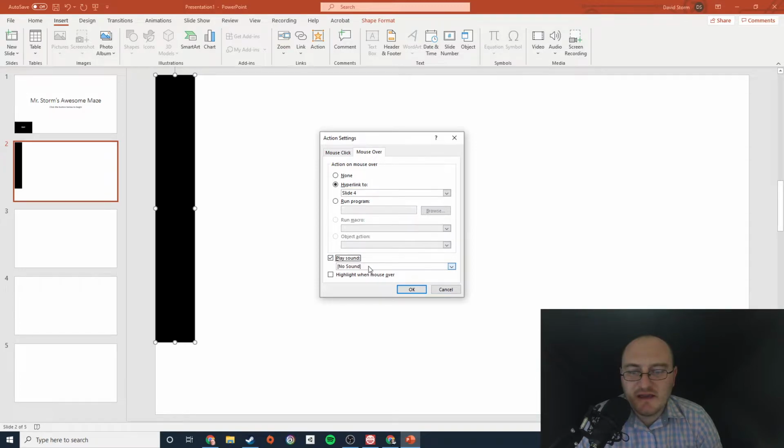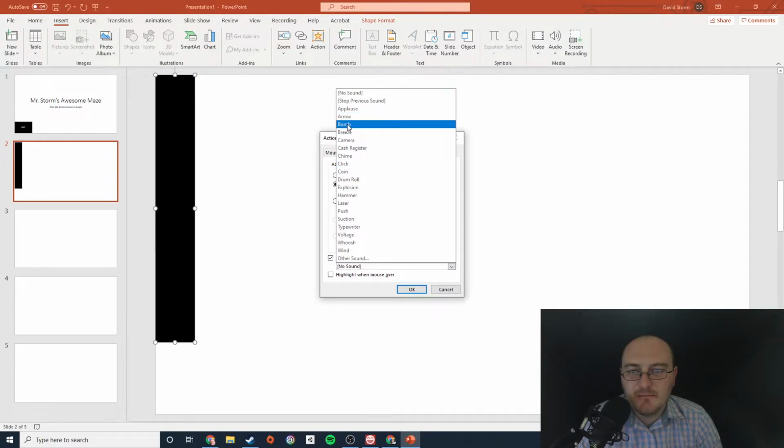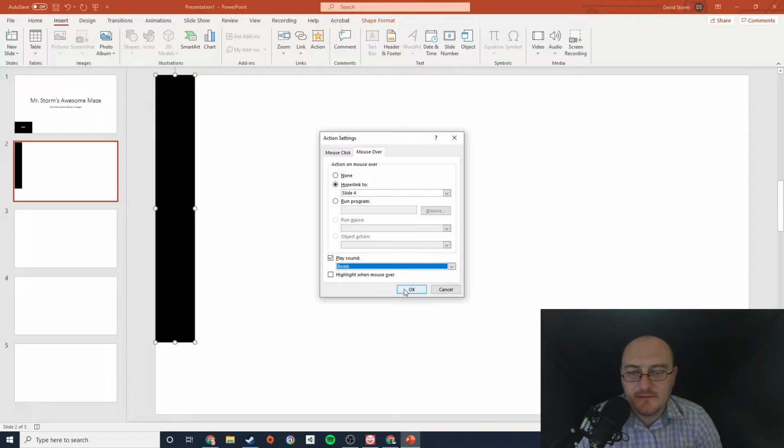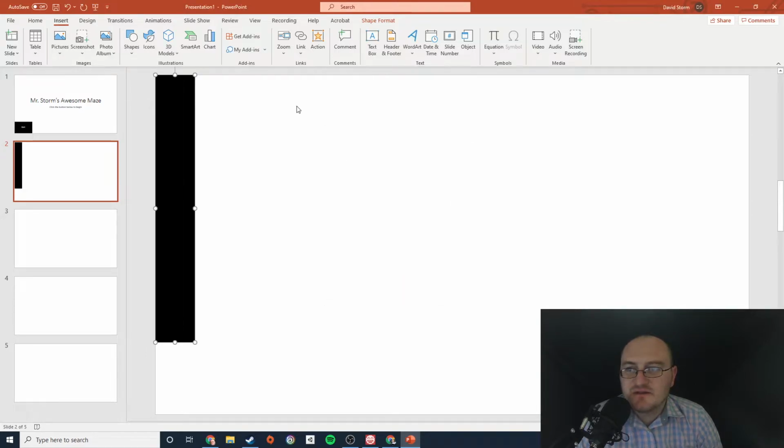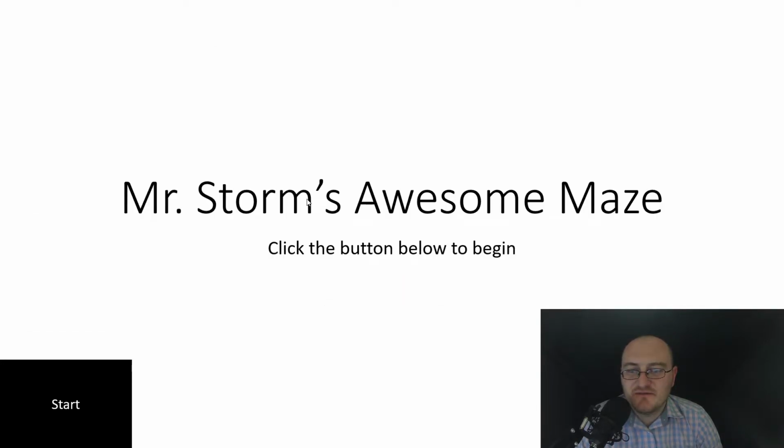And then I also want to play a sound. I'm going to play this bomb sound. That sounds good to me. So I'll do that. So now let's run the presentation and see if that functionality works. So Mr. Storm's Awesome Maze, click Start. If I go into the barrier there, it should take me to another slide, and it should play a bomb sound effect, which it does.